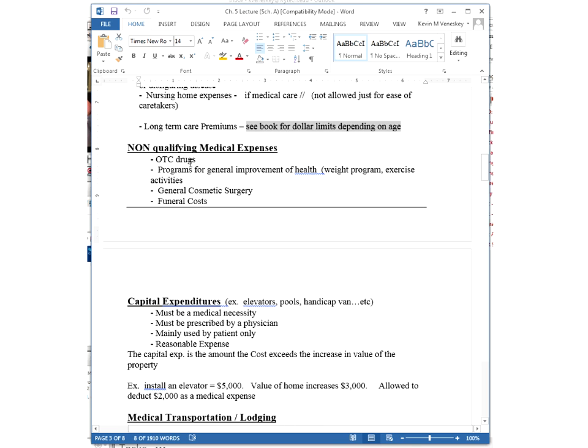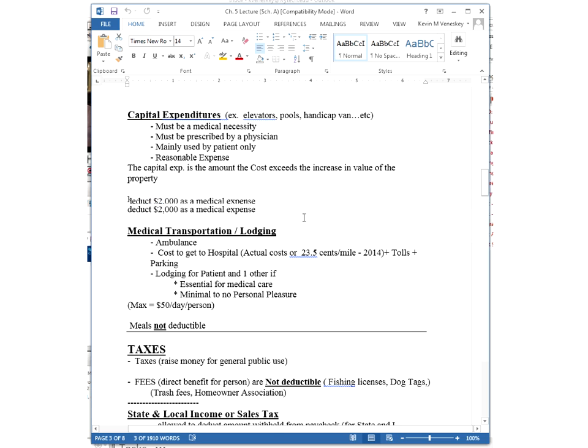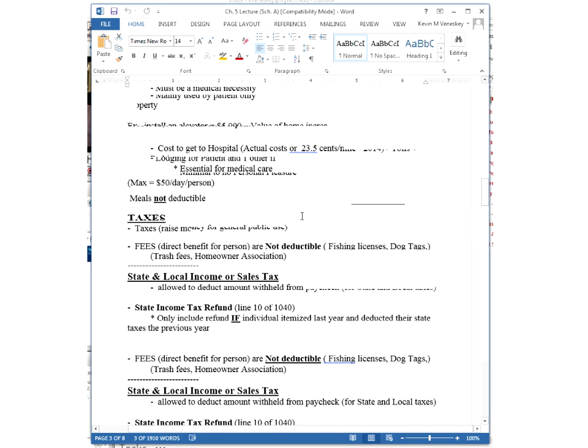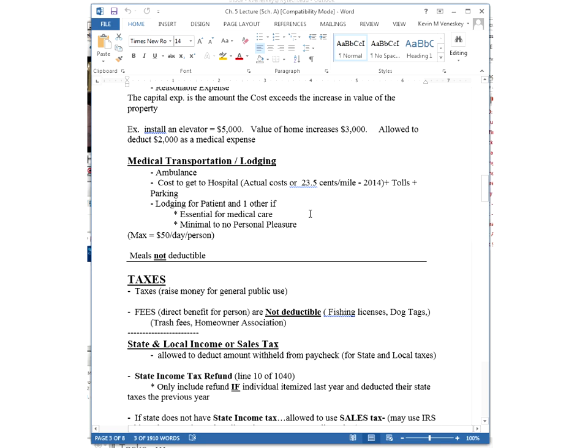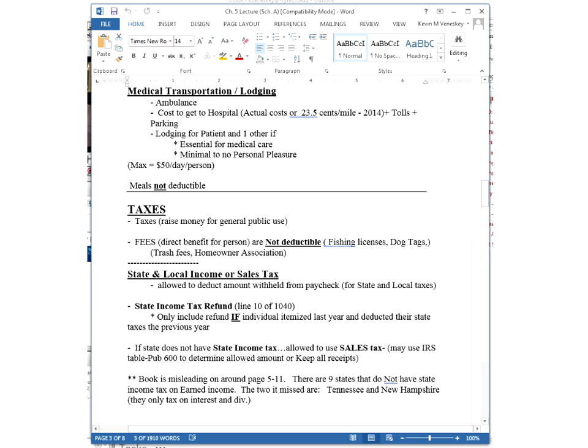All right, so one of the biggest items here that is not allowed is over-the-counter drugs, buying things in the store. General cosmetic surgery is not allowed. You can read through the capital expenditures. That is, as you can imagine, a pretty rare item. The medical transportation, if you do have a lot of trips, this could begin to benefit you. The 23.5 cents per mile, especially if you have to drive a long distance, say to a Mayo Clinic or something, is something you may want to begin to look at.